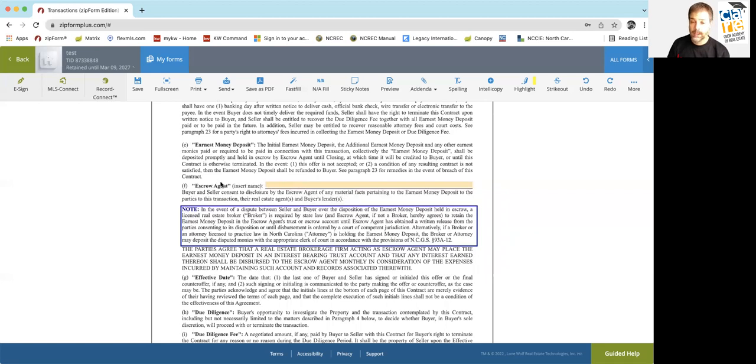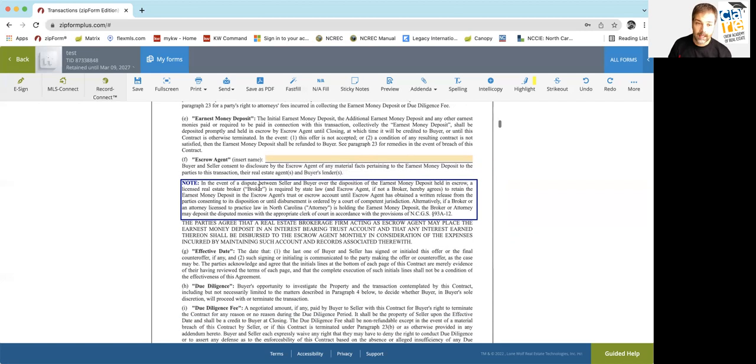Now, if there's no earnest money, zero earnest money, you don't have to put in this escrow agent. This is not always the closing attorney. This is just the person holding the earnest money. Anytime we hold money in trust, we have to let the parties who have an interest in it, both buyer and seller, know where it's being held. So that's why we have to fill that in as the escrow agent.